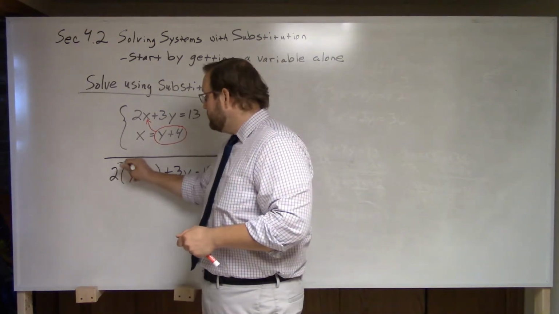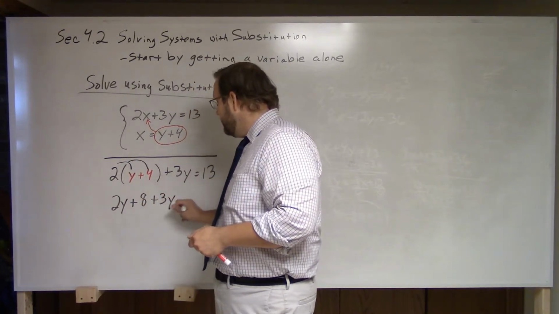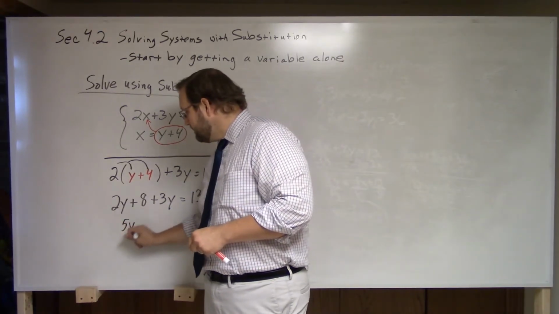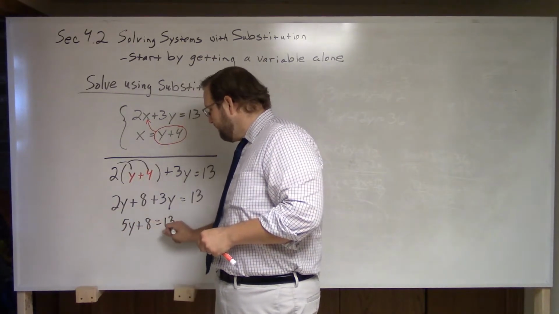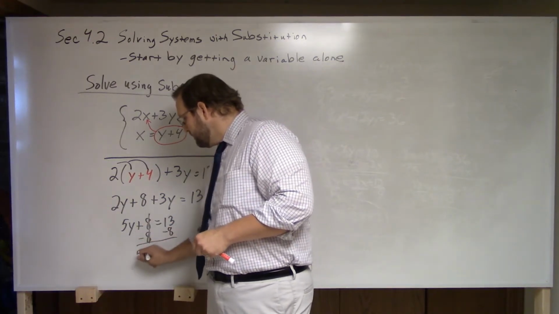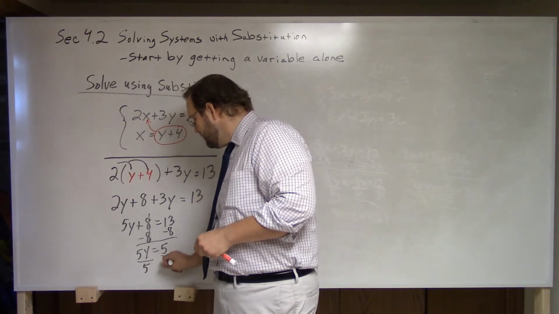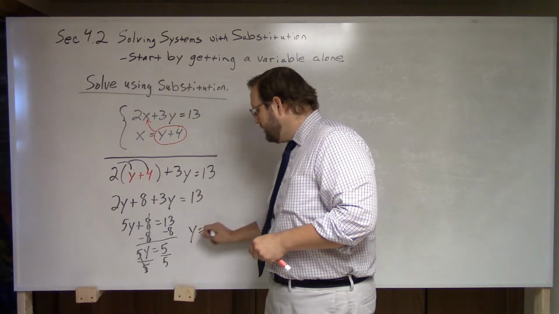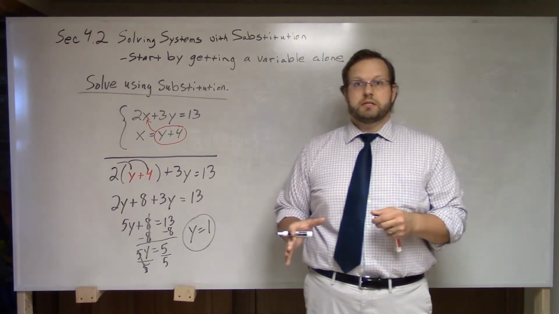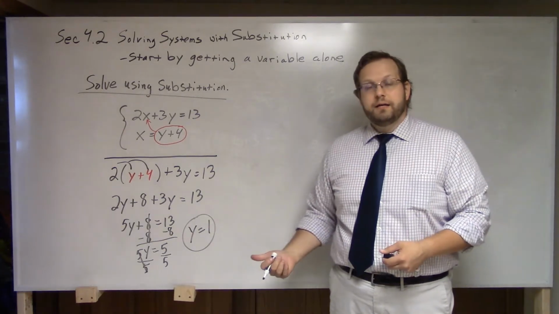I'm going to start by distributing to get 2y plus 8 plus 3y equals 13. Combine like terms. Subtract the 8. And then divide by 5. And I can get y equals 1. Now remember though, that's not the full solution. A solution to a system has to have an x coordinate and a y coordinate. We got the y, now let's get the x.